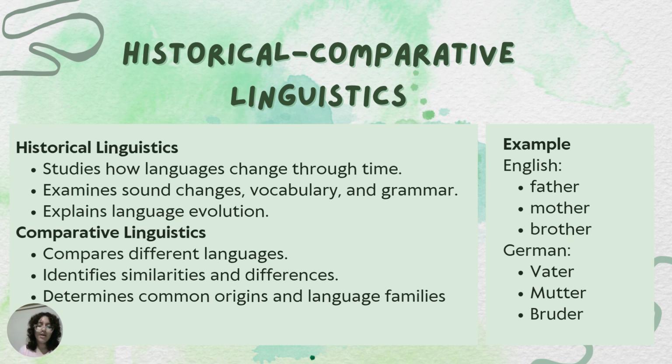By comparing the words, grammatical structures, and patterns, it will help us determine whether languages share a common origin and classify them into families. For instance, English words such as father, mother, and brother are similar to the German words Vater, Mutter, and Bruder, showing that both languages belong to the Germanic language family.